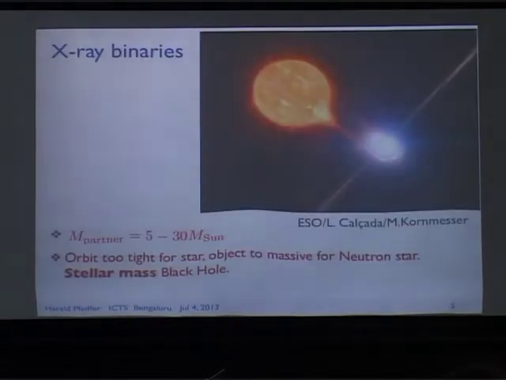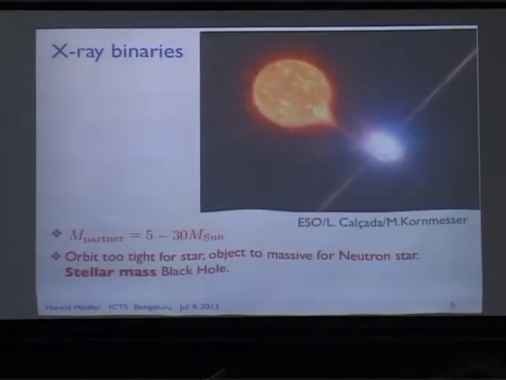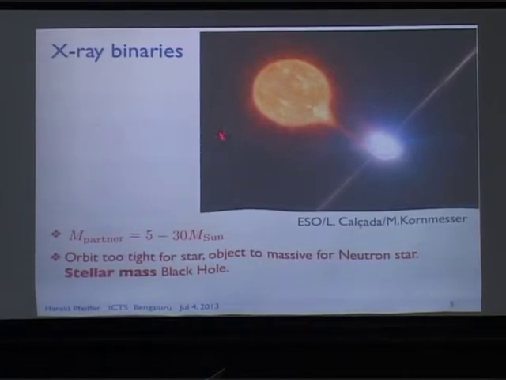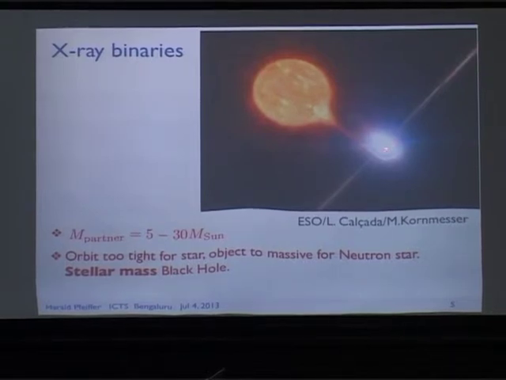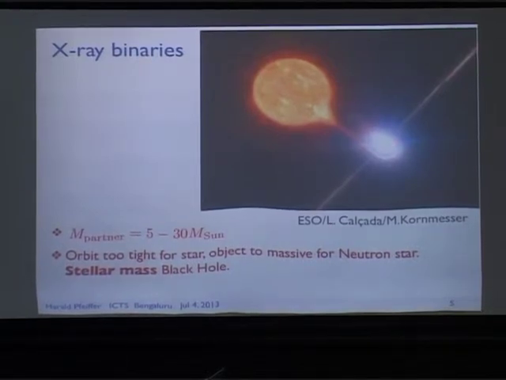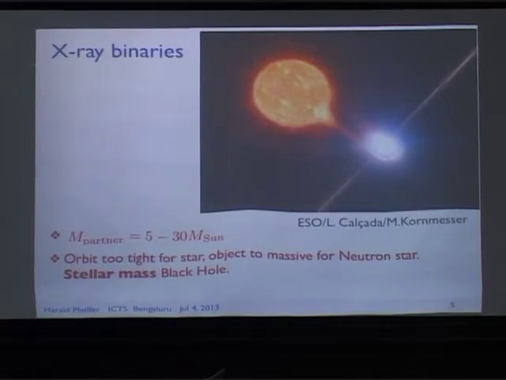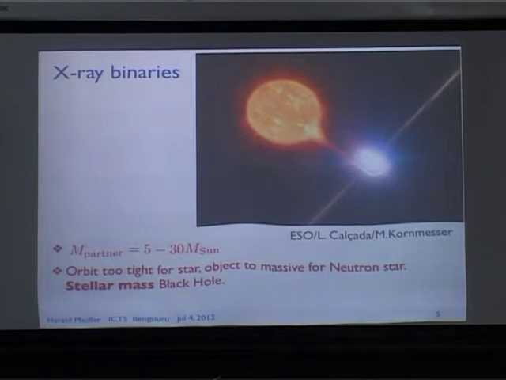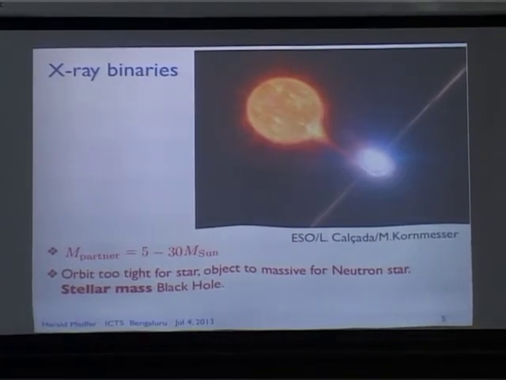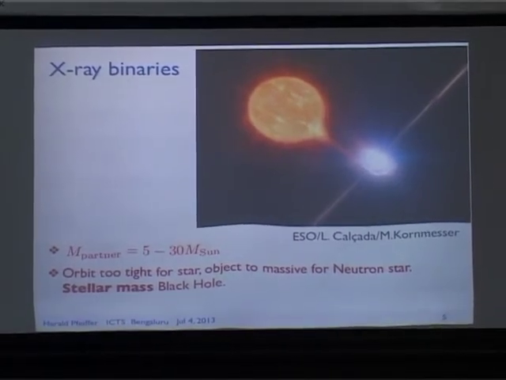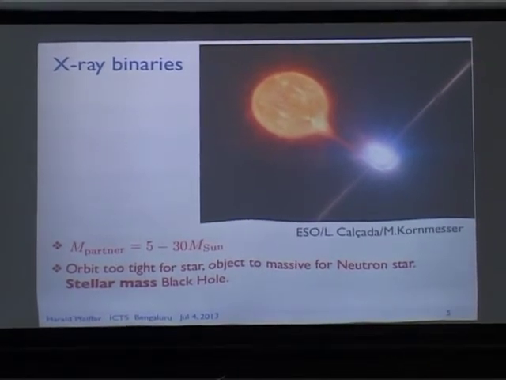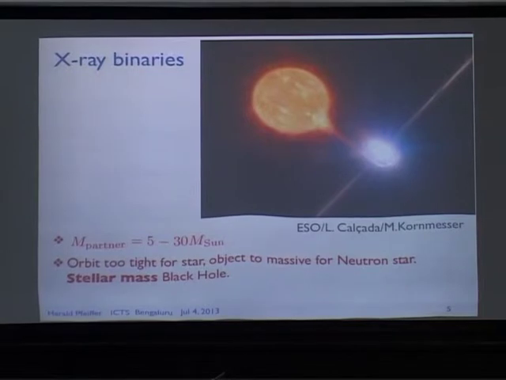We know these crazy objects exist because we can observe X-ray binaries where we see the donor star and a hot accretion disk around an object which is somewhere between 5 and 30 solar masses, depending on the system. And the orbit is too tight of the companion star to fit a regular star in there. And the object is too massive to be a neutron star.